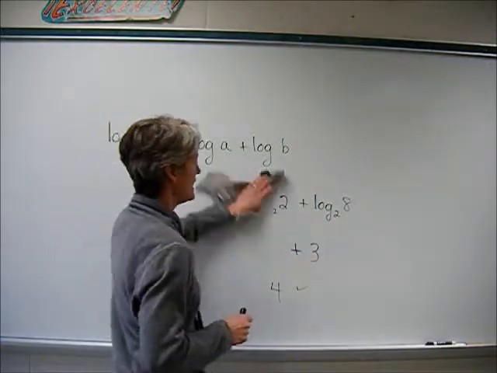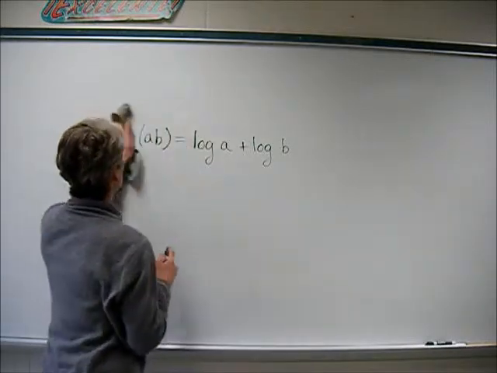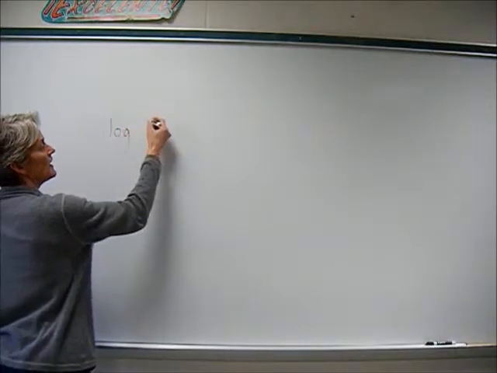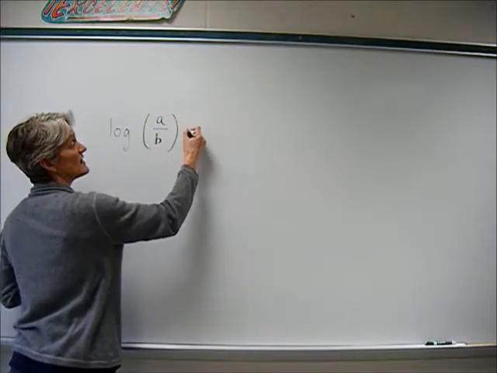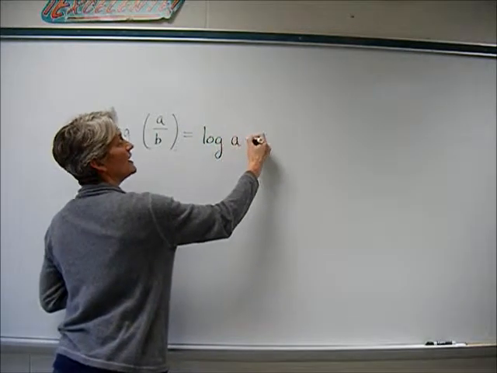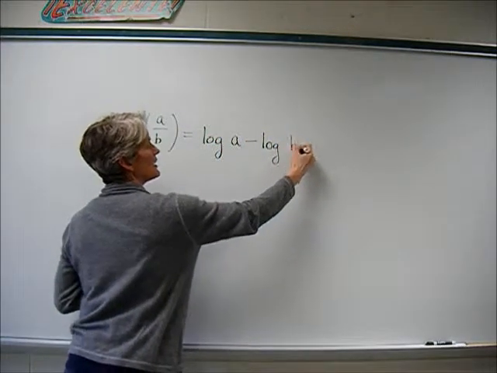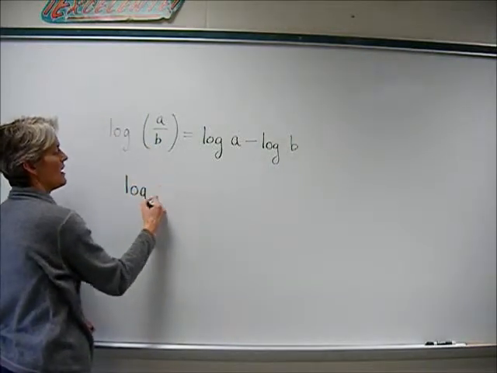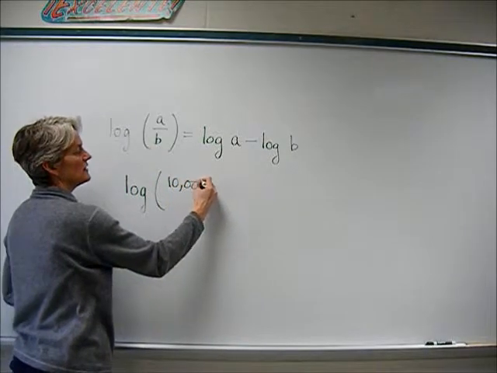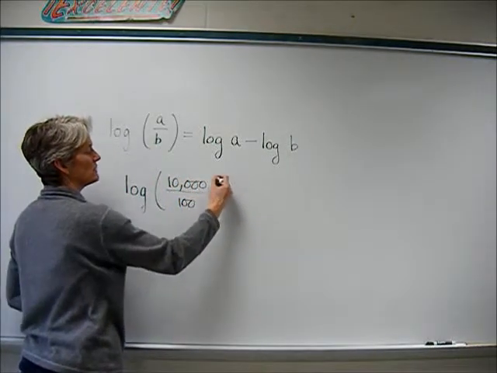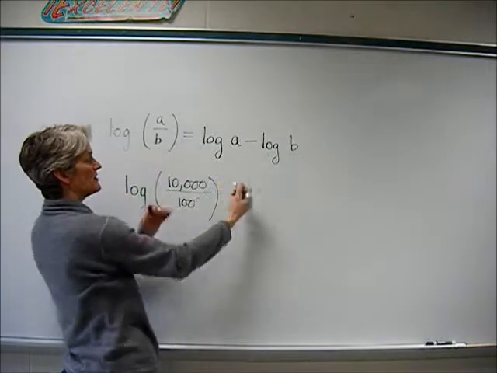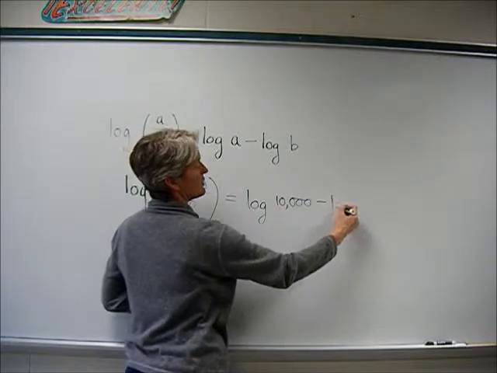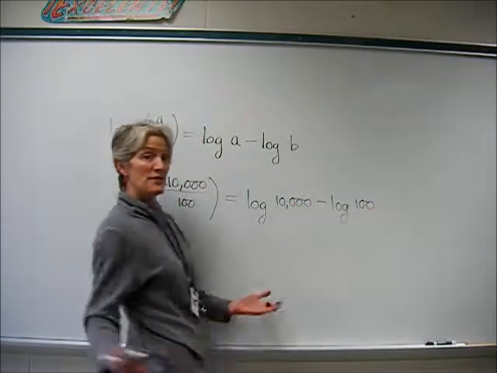How about the property that the log of something divided by something is the same as the log of the numerator minus the log of the denominator. Let's do a common log, shall we? So let's say the log of 10,000 divided by 100. All right, well, this says that that should be the same as the log of 10,000 minus the log of 100. Let's see if that works.